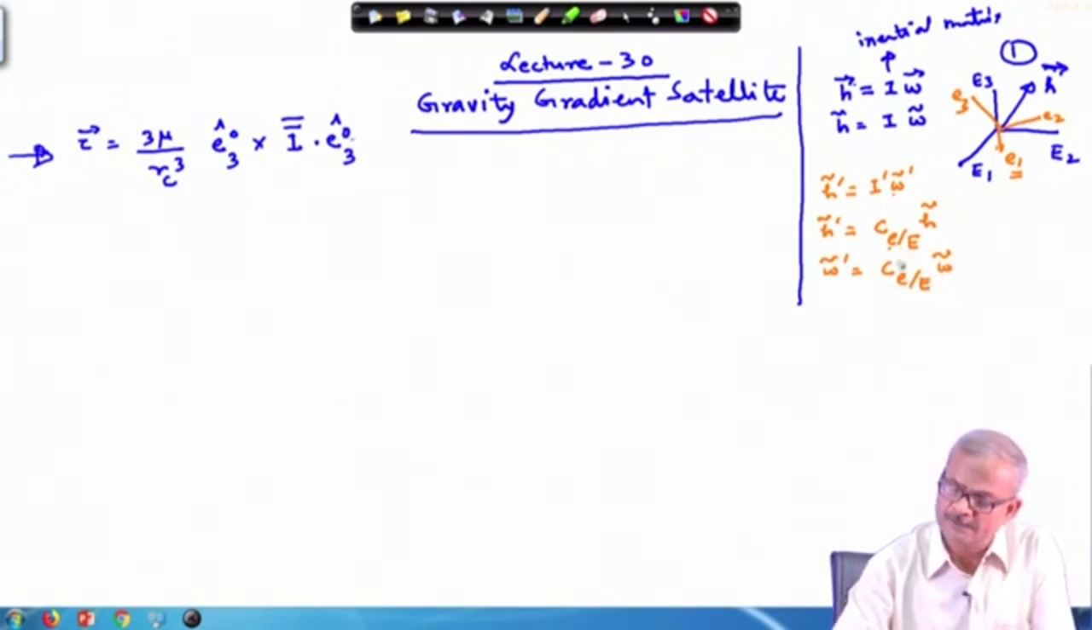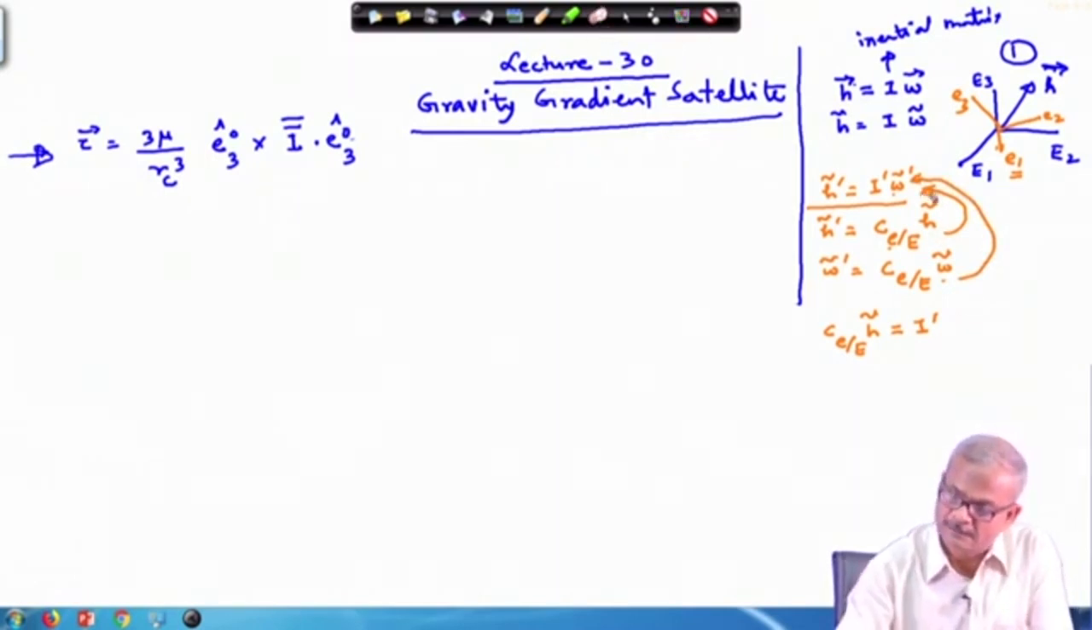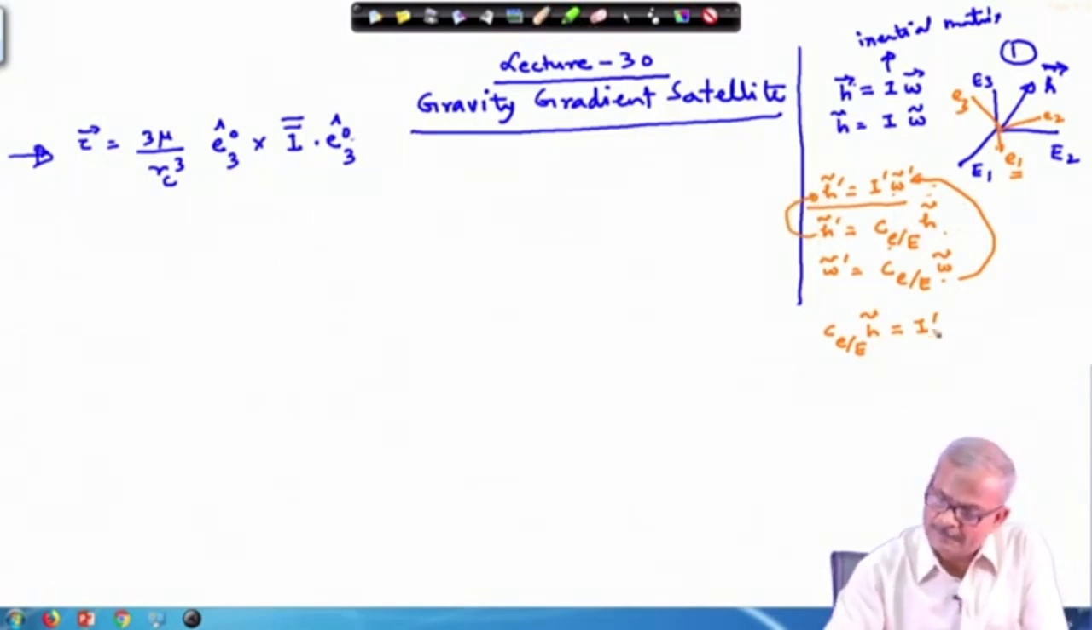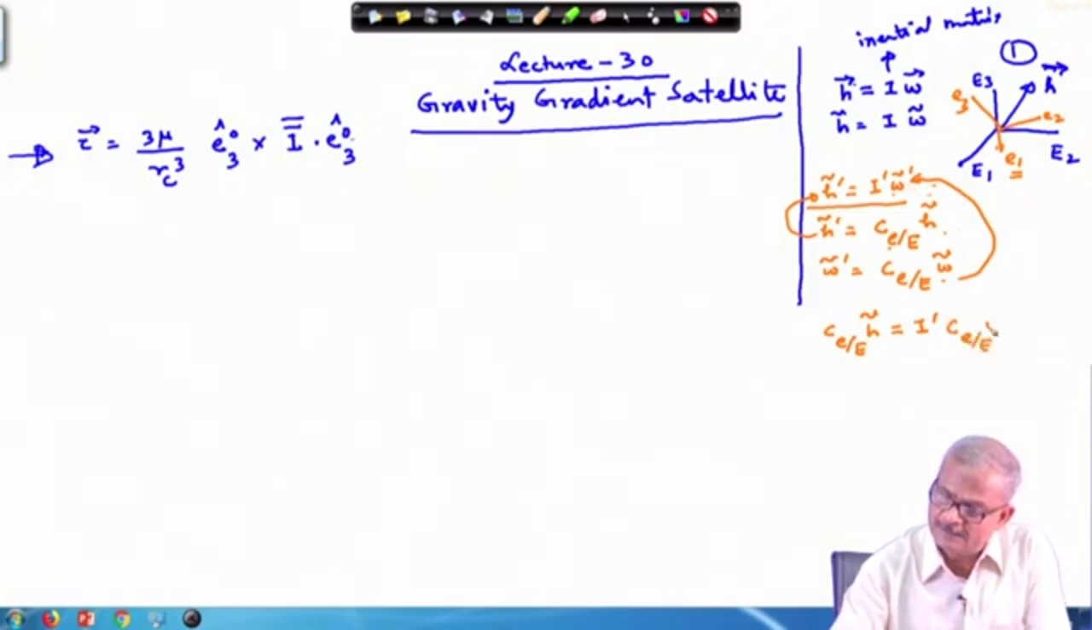Now, we use this result here in this place. On the left hand side we can insert this equation, and we get C e slash E times H tilde equal to I prime, and omega prime we can insert from here. This H prime is taken to this place. So we have I prime times omega prime, which is C e slash E omega tilde.